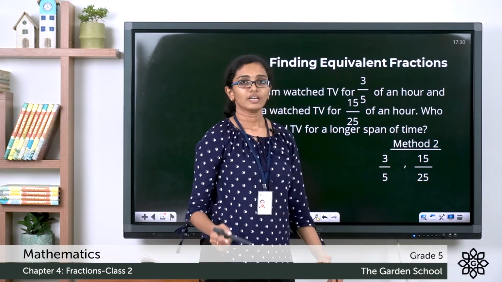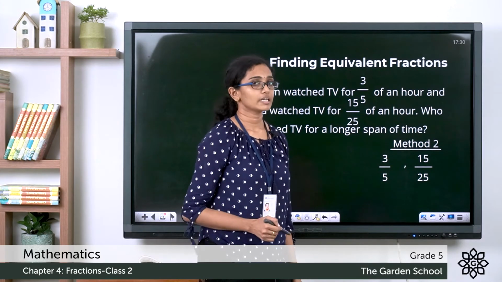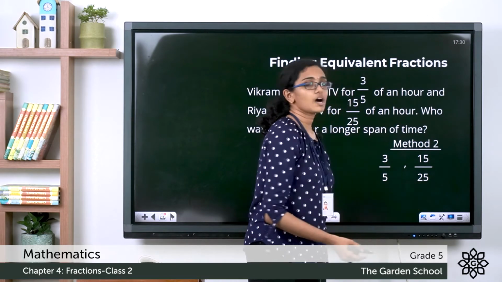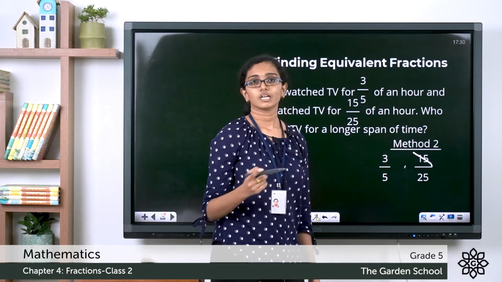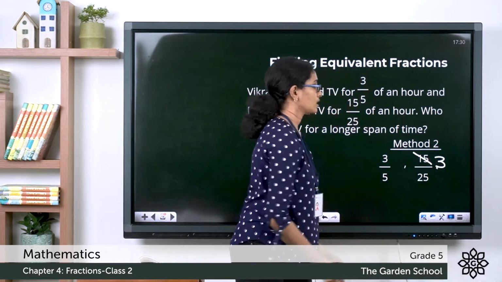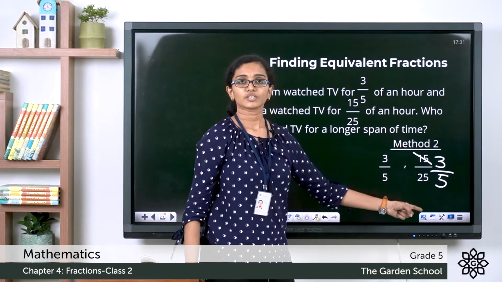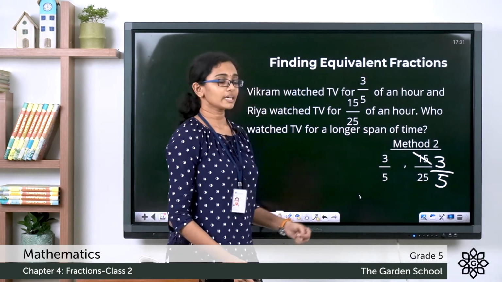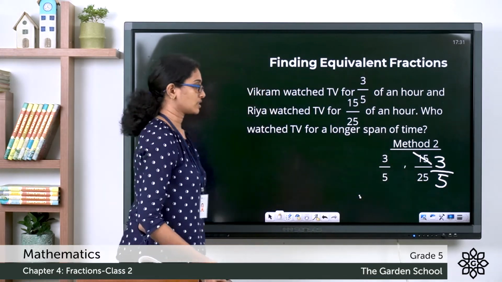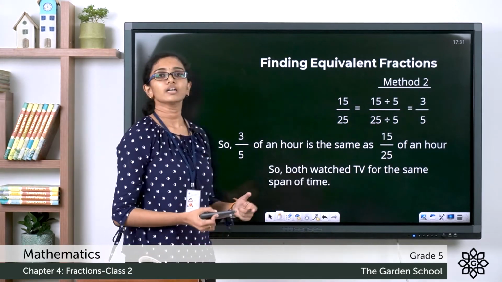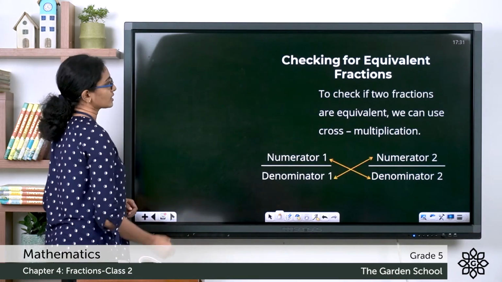15 by 25. Can we use the same number to divide both the numerator and the denominator to find an equivalent fraction? See, 15 and 25 are both multiples of 5, right? So I'm using 5 here to divide the numerator. 15 divided by 5 gives you what? 3. Now what about 25 divided by 5? It is 5. See the equivalent fraction here? 3 by 5. So we can say 3 by 5 and 15 by 25 are equivalent fractions, right? So from that we can understand both of them watched TV for the same span of time. Clear?